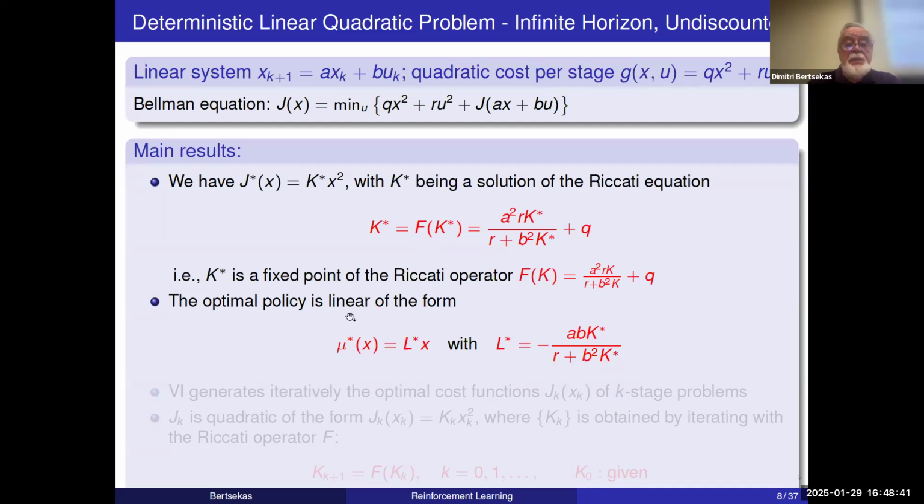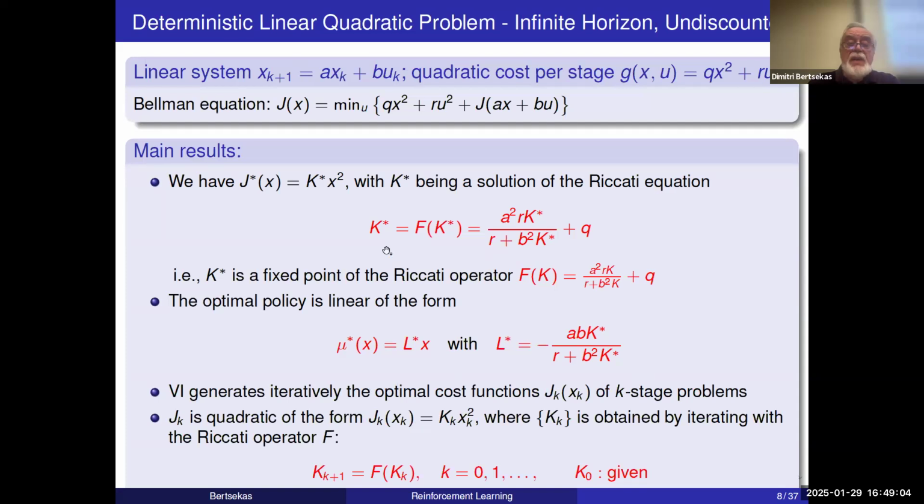Now, the optimal policy is also very conveniently characterized. It's linear of this form, with L star being the scalar coefficient of the linear policy, and it's given by this expression. So once you know K star, you can calculate the optimal policy. It's linear, and that's the coefficient. Moreover, you can find K star.